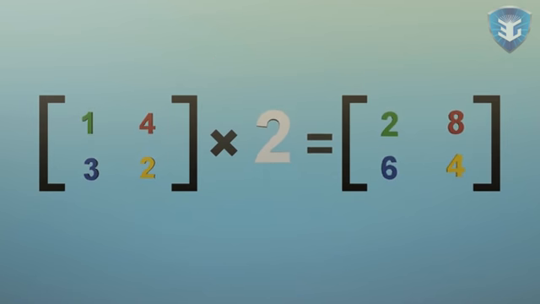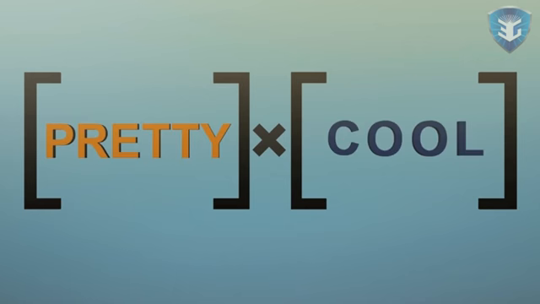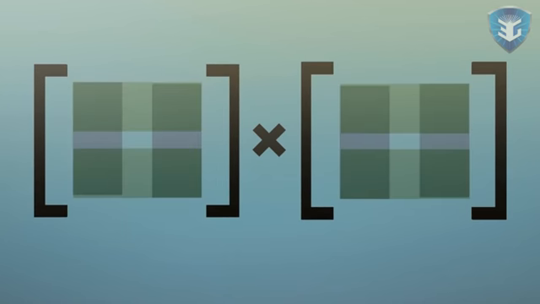But wait, there's more. You can actually multiply one matrix by another matrix. It's not like adding them, though, where you do it entry by entry. It's more unique, and pretty cool once you get the hang of it. Here's how it works. Let's say you have two matrices. Let's make both of them 2 by 2, meaning 2 rows by 2 columns.